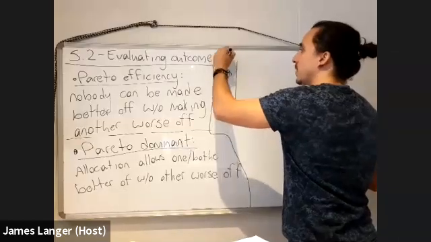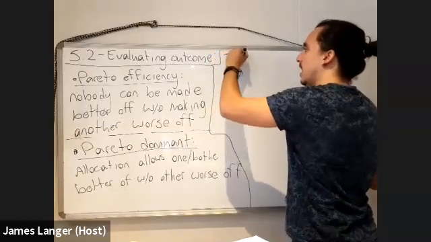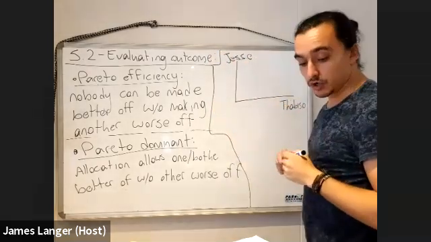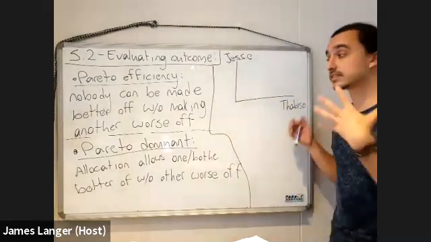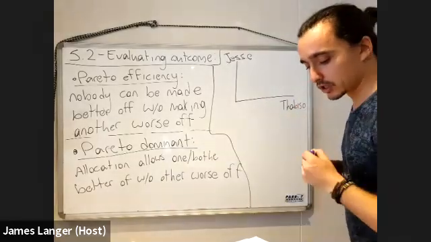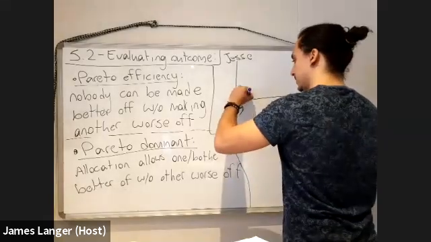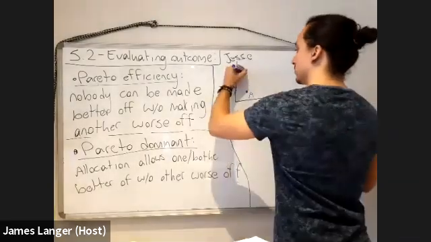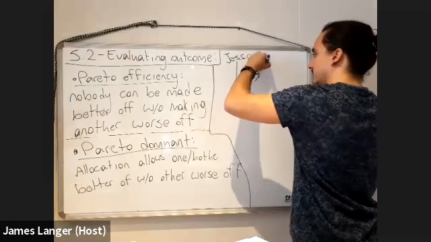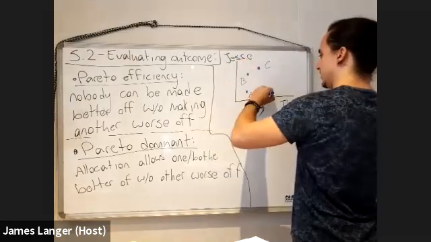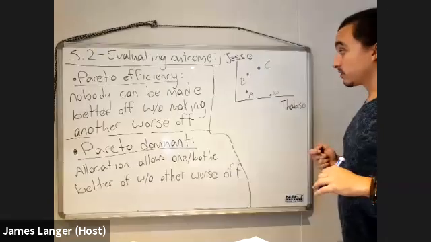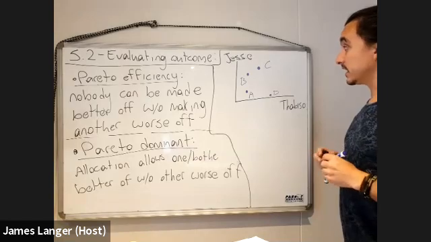Okay, awesome. So let's say we have two people, Jesse and Tabiso. And we're looking at the gains that are possible in some scenario where Jesse and Tabiso have mutual gains. And we're going to talk about points A, B, C, and let's put D here. Okay, so we've got A, B, C, and D.